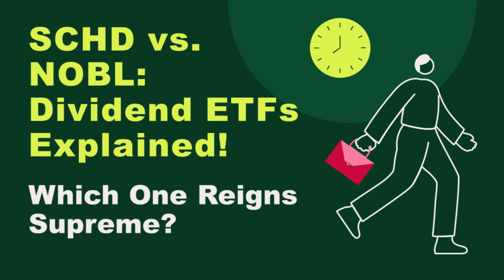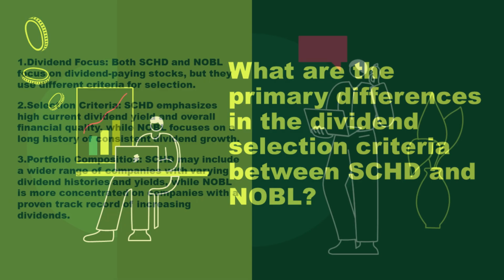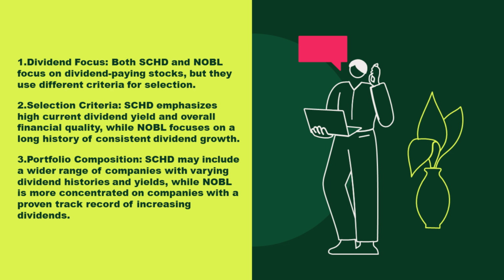Let's get started. What are the primary differences in the dividend selection criteria between SCHD and NOBL? The Schwab US Dividend Equity ETF, SCHD, and the ProShares S&P 500 Dividend Aristocrats ETF, NOBL, both focus on dividend-paying stocks, but they use different criteria for selecting their holdings, which leads to some key differences between them.